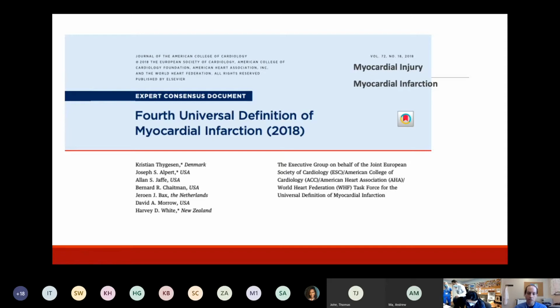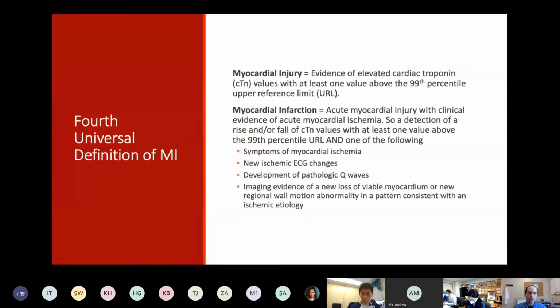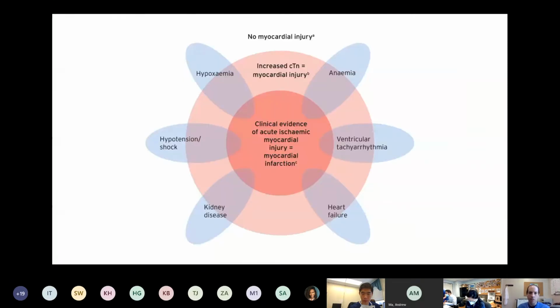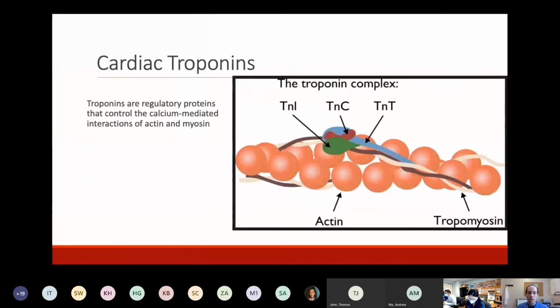So I want to spend a lot of time talking about these definitions because for me, if you can understand the definitions behind things and the pathology, it allows me at least to understand the disease better and then figure out why we treat it the way we do. So again, it talks about myocardial injury versus a myocardial infarction. First, I want to talk a little bit about myocardial injury.